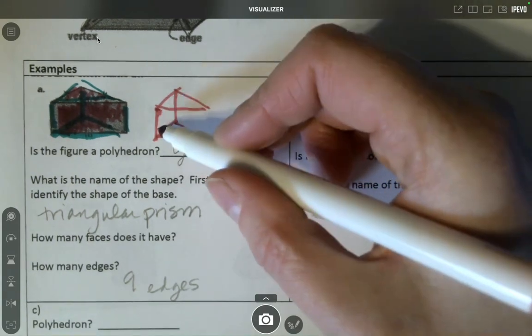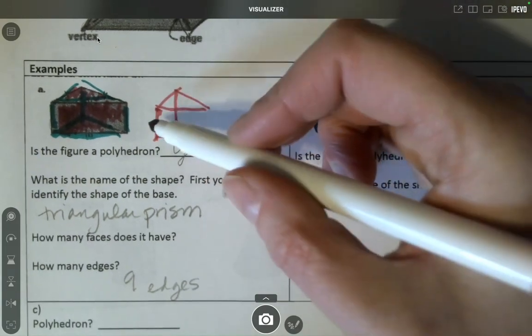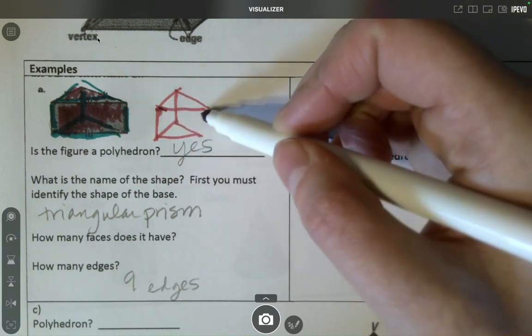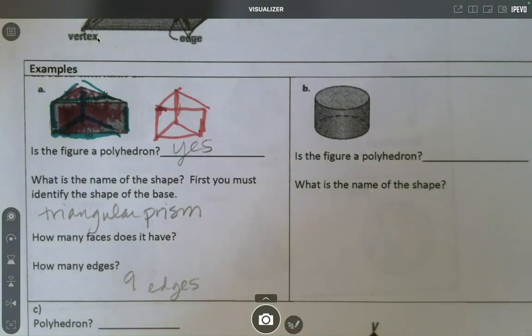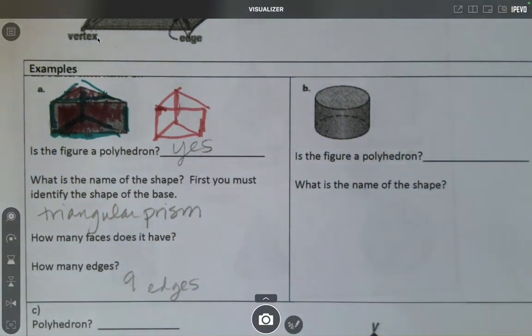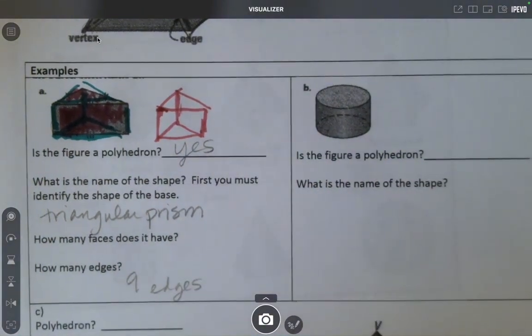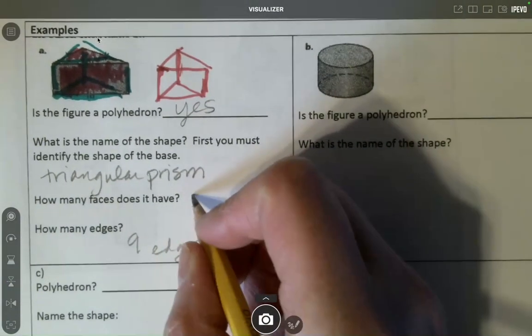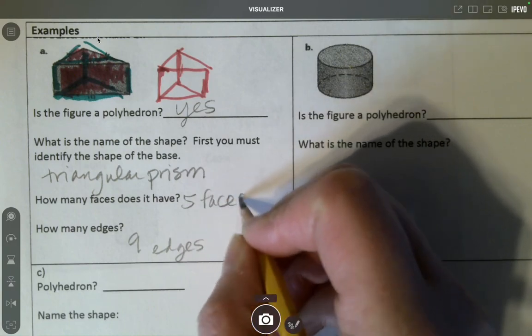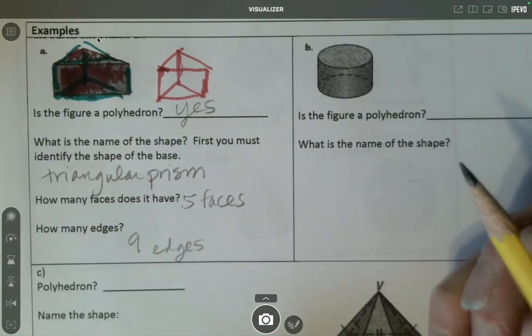So when I connect those two, it makes a face. When I connect these two, I'd have a face in front, and then I'd have a face on the side also. And so that's going to be 3 kind of around the middle connecting the triangles, and then a triangle on the top and on the bottom. So that's going to be 5 faces. So you're always just going to have to kind of go through and count and think about this.